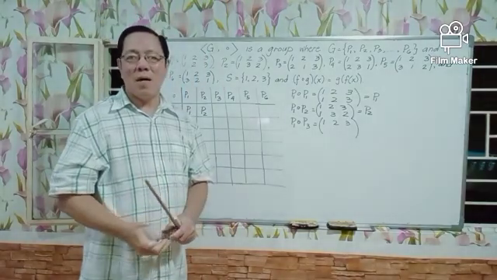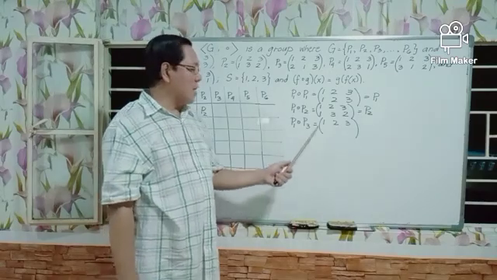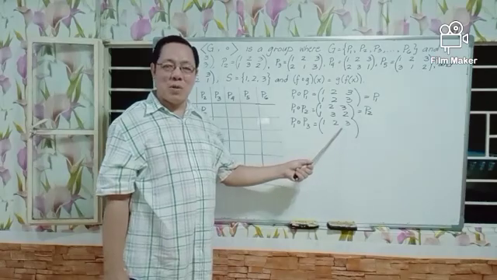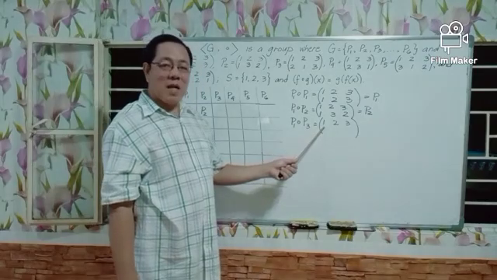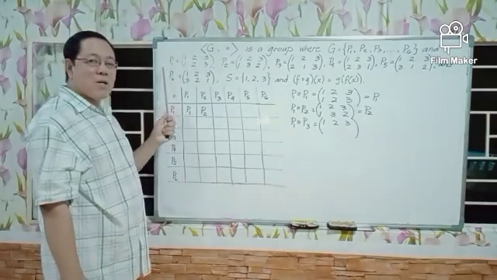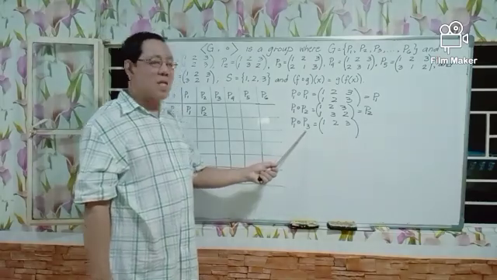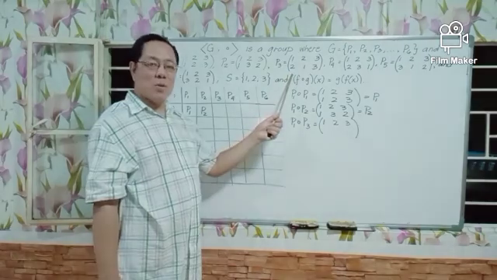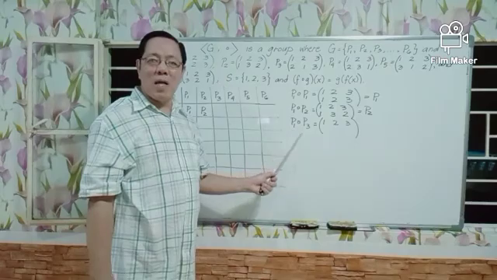The composition of P1 and P3 should be another function from set S with elements 1, 2, 3. We now find the images of these elements 1, 2, 3 under the composition of P1 and P3. We start by finding the image of 1 under P1. The image of 1 under P1 is 1. And we now find the image of 1 under the function P3. Under P3, 1 is assigned to 2. So 1 is assigned to 2 under the composition of P1 and P3.